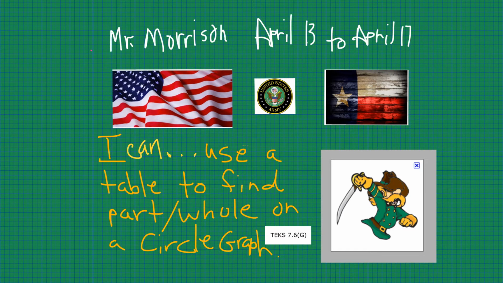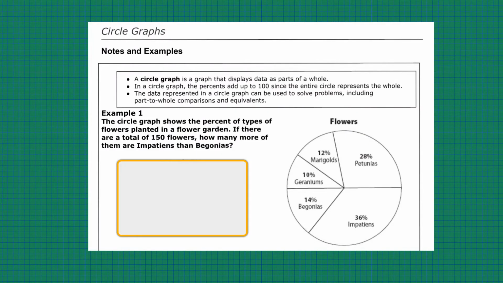I've got a little lesson for you here. It's going to be: I can use a table to find part/whole on a circle graph. Let's get to it. Circle graphs. Let's look at some notes and examples first. A circle graph is a graph that displays data as part of a whole. In a circle graph, the percents add up to 100 since the entire circle represents the whole. The data represented in a circle graph can be used to solve problems, including a part-to-whole comparison and equivalence.